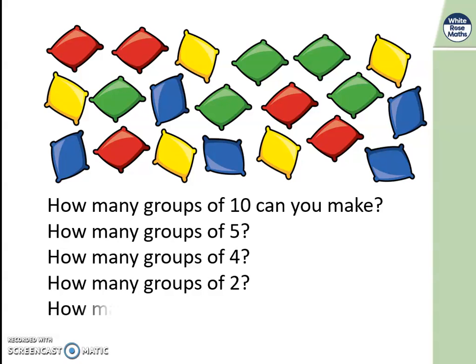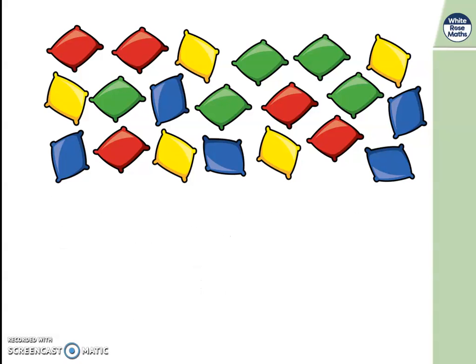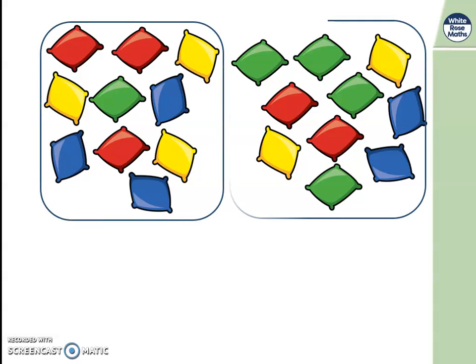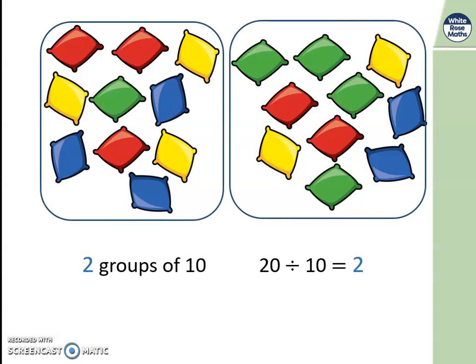So let's move on and see. We can have 1 group of 10 and 2 groups of 10 because there are 20 pillows. So there's 2 groups. So 20 divided by 10 equals 2 groups. Well done if you got that one correct.